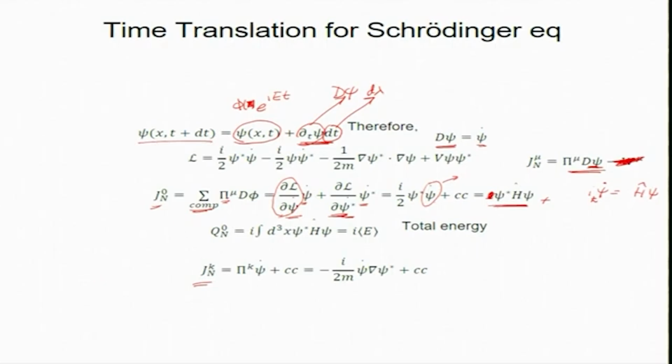Remember the J was this one, I do not want to go back. So, J has 4 components, I wrote del mu J mu is 0. This is the first component and these are the other 3 components, where I need to compute pi k, the space momentum, and psi dot. But I do not need to worry too much about it because I am looking for the conserved quantity. The conserved quantity is the integral of this over space. So, if I integrate this over space, what will I get?